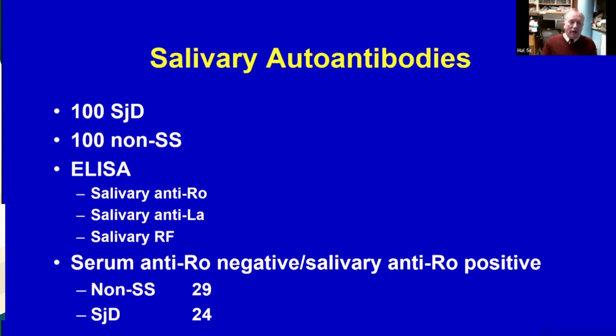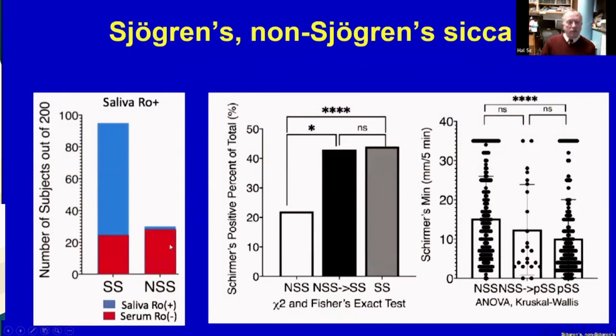anti-Ro results. In fact, we found that there was a large number of patients who were serum anti-Ro negative, but salivary anti-Ro positive. That was 29 of the non-Sjogren's sicca patients and 24 of the Sjogren's disease patients. And that's shown graphically here: 29 of 100 non-Sjogren's sicca patients, shown in red there, had antibody in their saliva, but not in their serum.